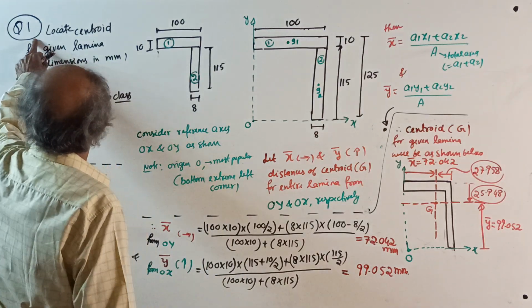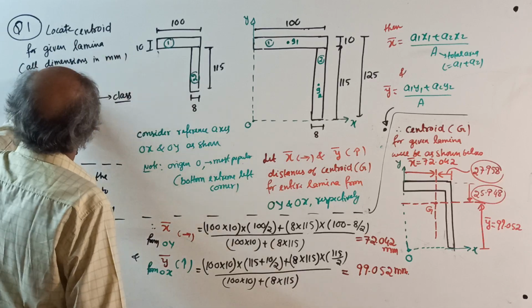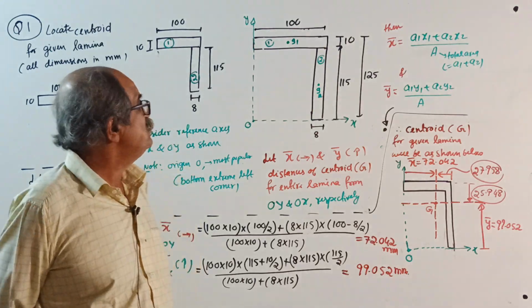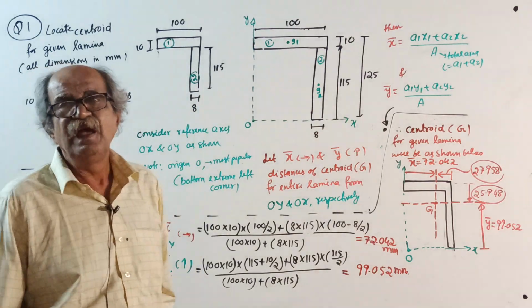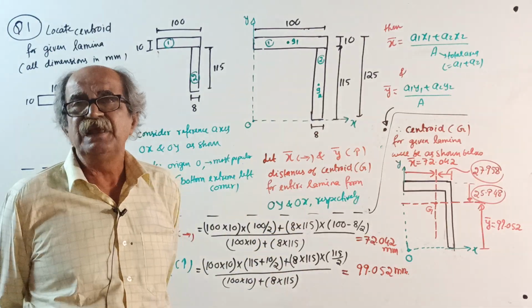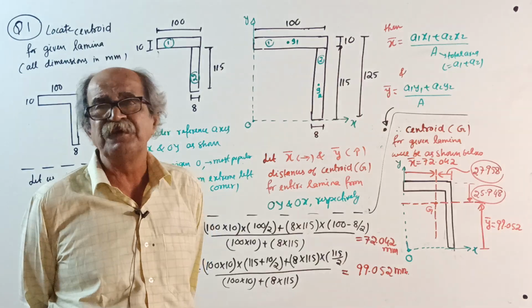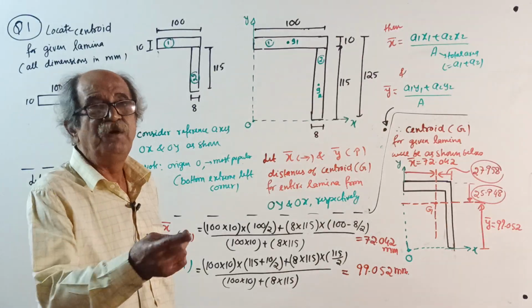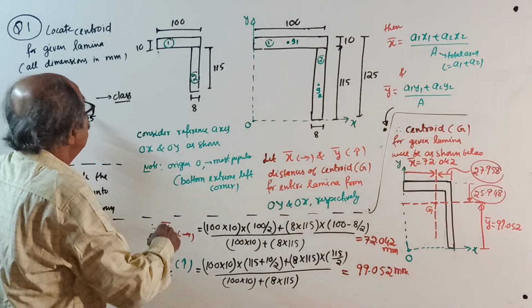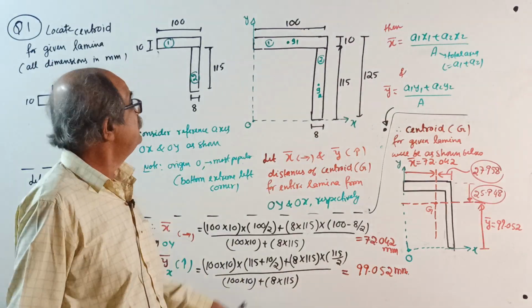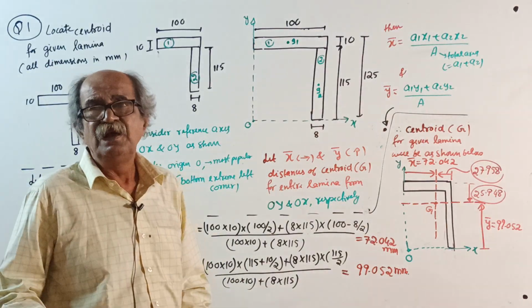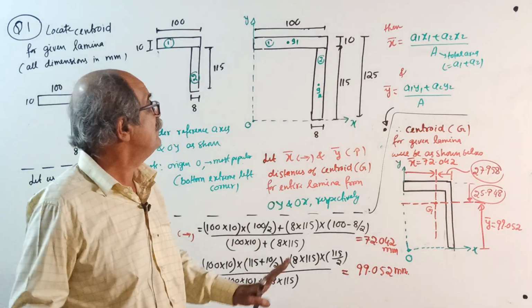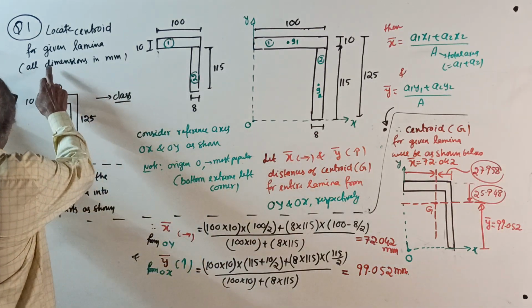Okay, now question 1. Locate centroid for given lamina, all dimensions in millimeter. I will do one thing from now onwards. If the question is very simple, I will write in the beginning. But if some technical concepts, important concepts are there, I will write in front of you. Or if there is some calculation, see last class, everything I explained side by side for you. One of the calculations I did in front of you only. So this is a very simple one. Therefore, make systematic notes of all this and preserve it. Start. All dimensions in millimeter.